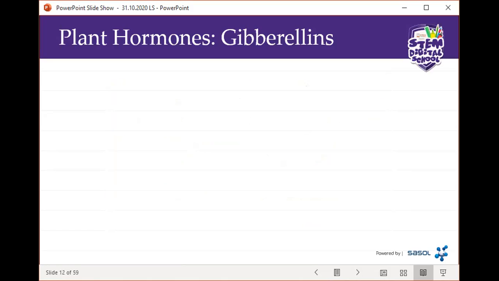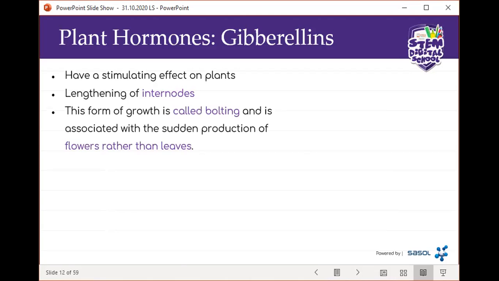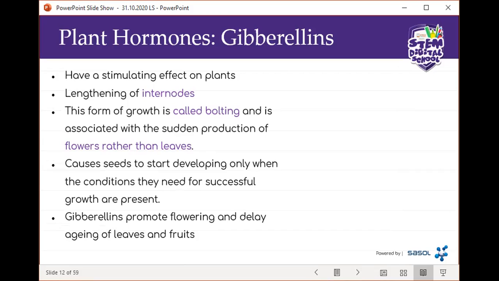Right, so then we move on to the next hormone, which is gibberellins. Gibberellins have a stimulating effect on plants, and they basically cause the lengthening of internodes. Remember, an internode is found between two respective nodes. This form of growth is also called bolting. Bolting is basically the growth of an elongated stalk with flowers. It also causes seeds to start developing only when the conditions they need for successful growth are present. Gibberellins promote flowering and delay the aging of leaves as well as fruits.